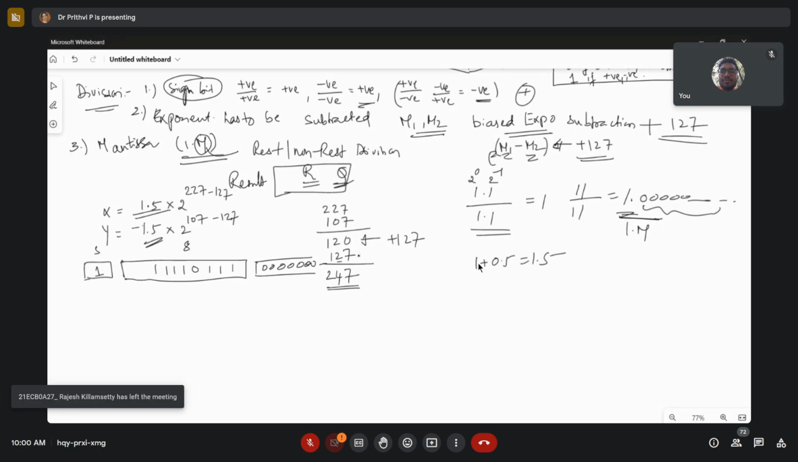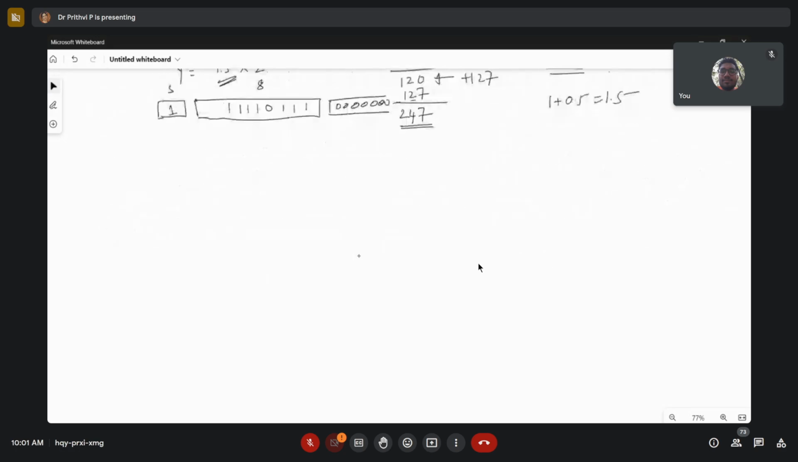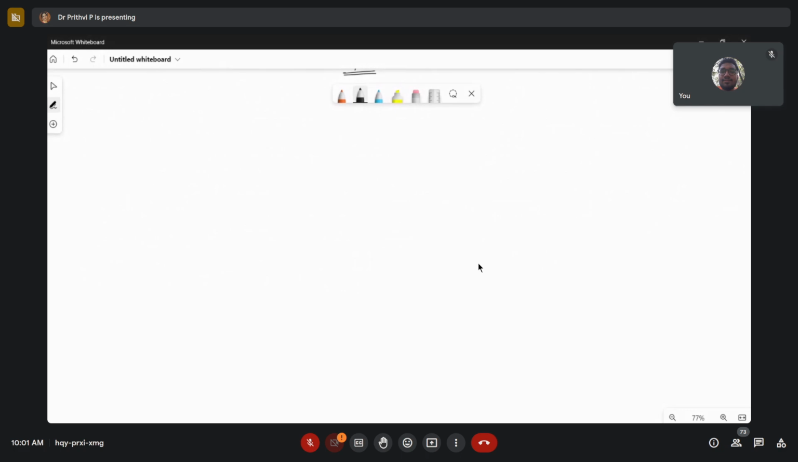What is the difference we are having between the multiplication and the division? We are subtracting the exponents and adding the bias. Yes, that is the only difference from multiplication. There, we add the exponents, and to remove the double bias, we subtract the 127. Here, we are subtracting, which means the bias is nullified, so add 127. That is the only difference we are having. The other steps will be the same.